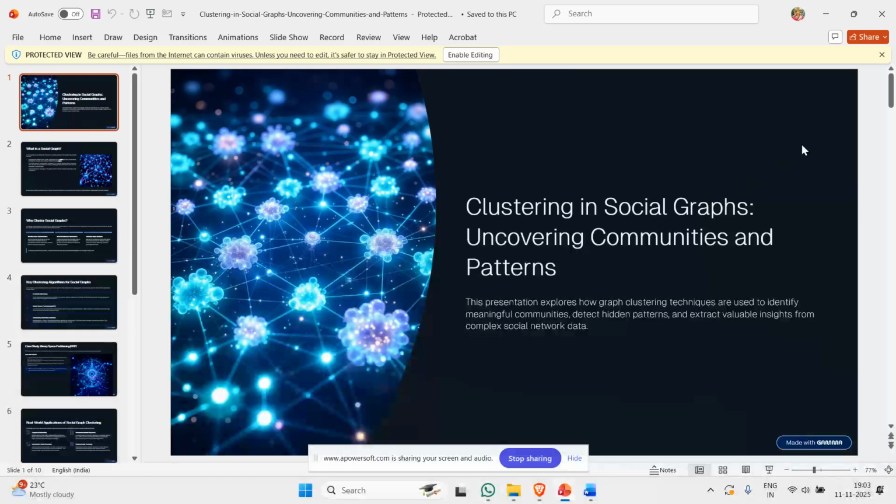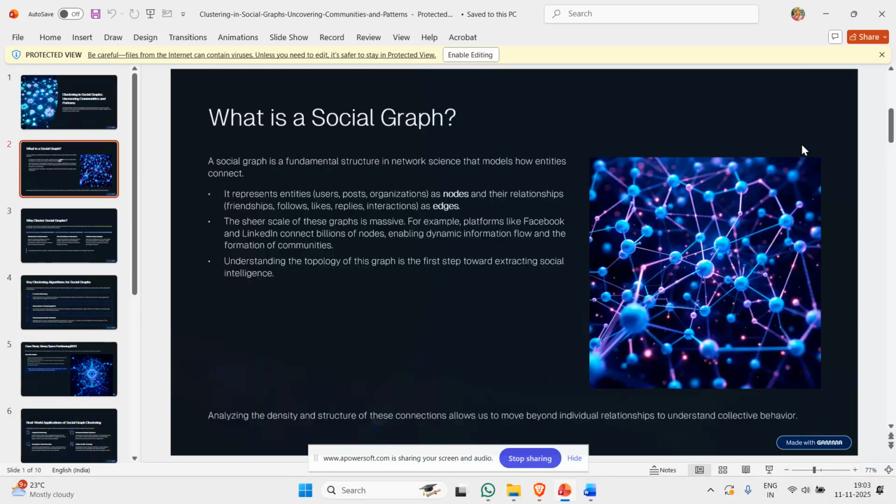Hello everyone, today we will be learning about clustering in social graphs, uncovering communities and patterns. This presentation explores how graph clustering techniques are used to identify meaningful communities, detect hidden patterns and extract valuable insight from complex social network data.